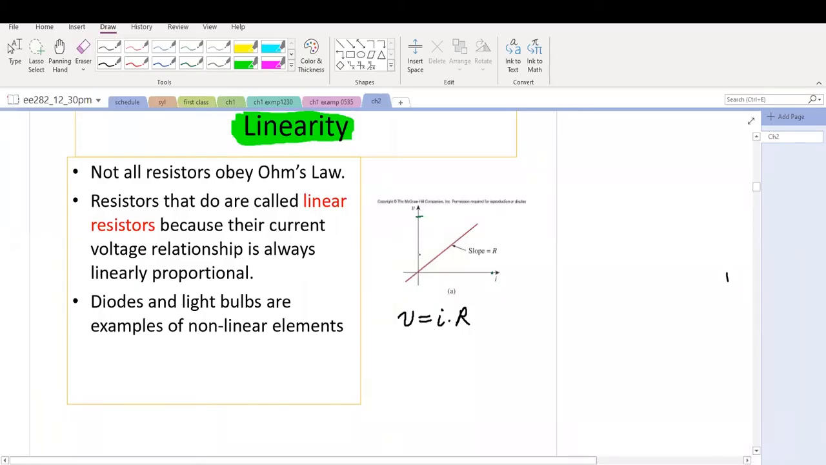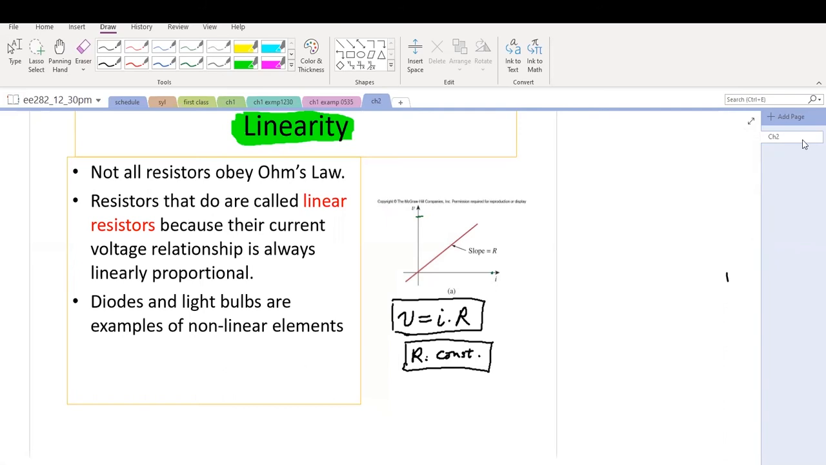A linear resistor follows this relationship in the graph here. V is always equal to I times R, and R, most importantly, is constant. It's constant no matter what range of I, whether negative, positive, whatever it is, and no matter what range of V, negative and positive, it always has this relationship. R is constant. It does not change at different ranges of the current or different ranges of voltage.